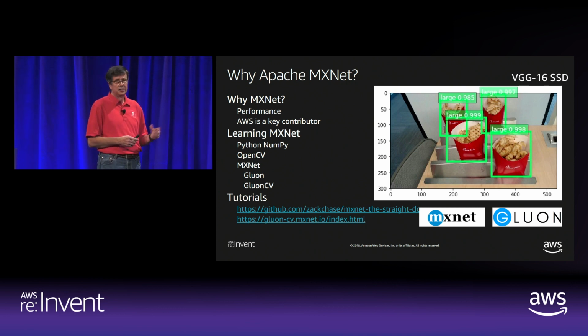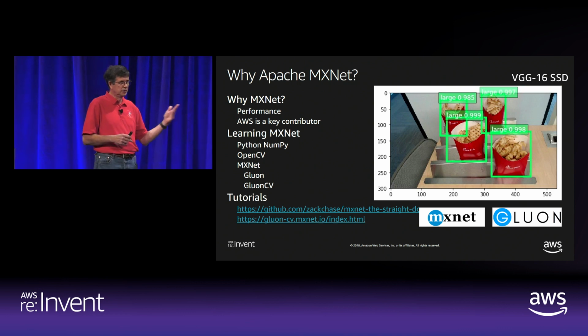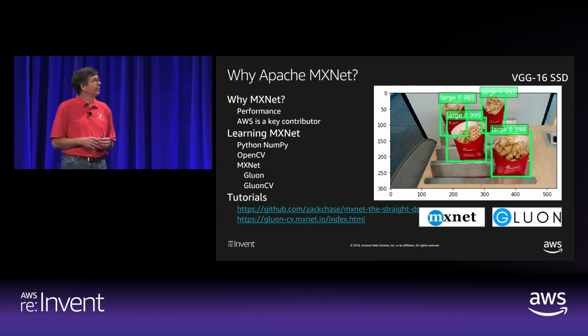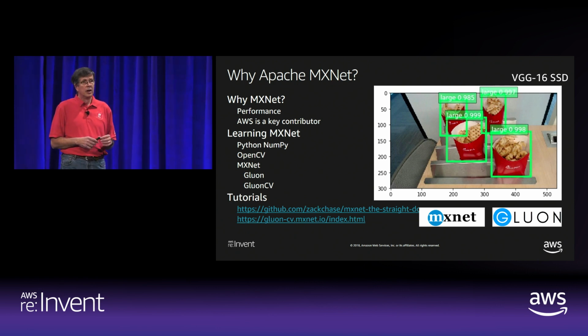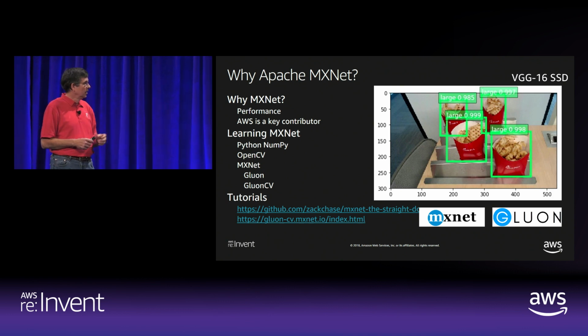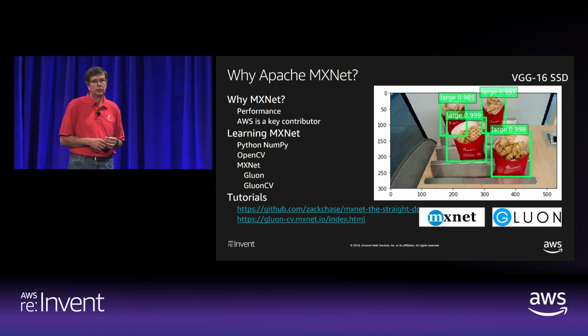And all of these packages are widely adopted. They're easy to use. There's plenty of books and videos and tutorials that you'll find online with examples. So you won't have any problems with Python or OpenCV. When you start with MXNet, I listed two URLs there. The first one is Zach Chase. He wrote a tutorial, MXNet the Straight Dope.